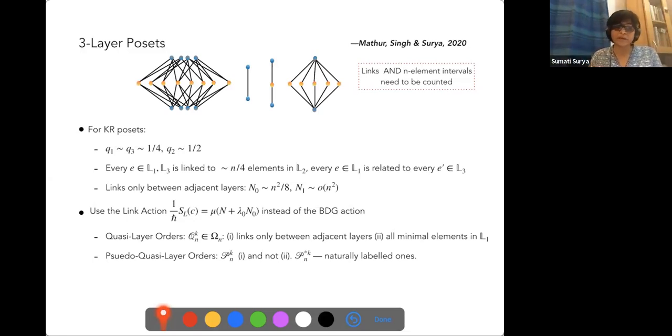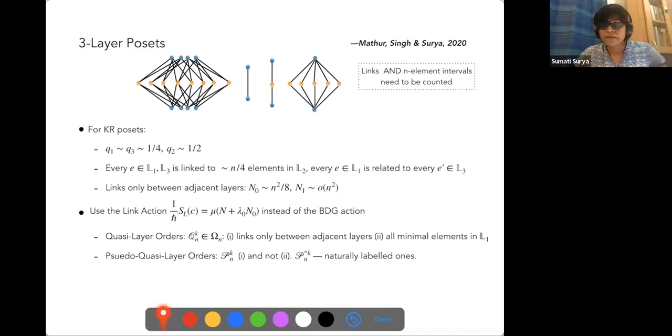So basically, you have links only between adjacent layers, and the number of links, the number of nearest neighbors, goes like n²/8. And in this class of posets, if you just calculate numerically what the 1-element intervals are, they're really subleading, absolutely subleading order. In fact, this is a calculation that we have subsequently been working on, which I will also tell you a little bit about.